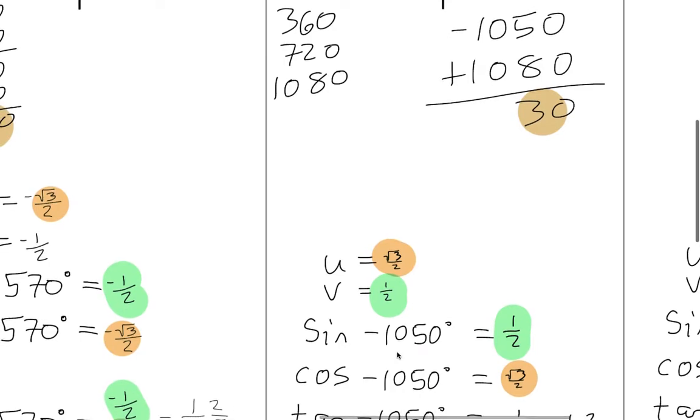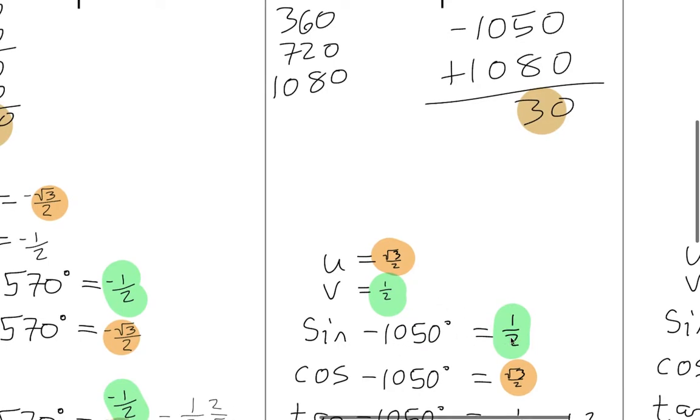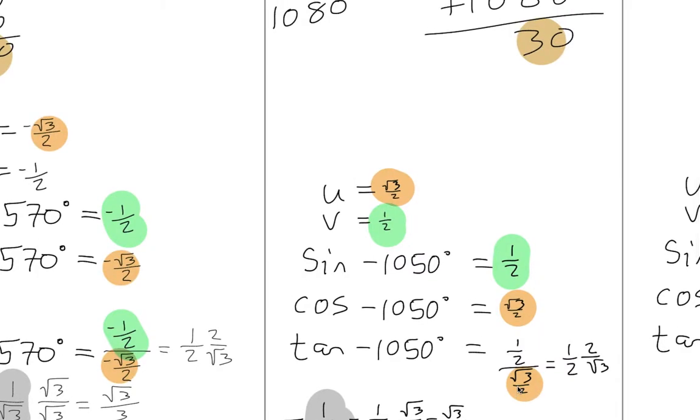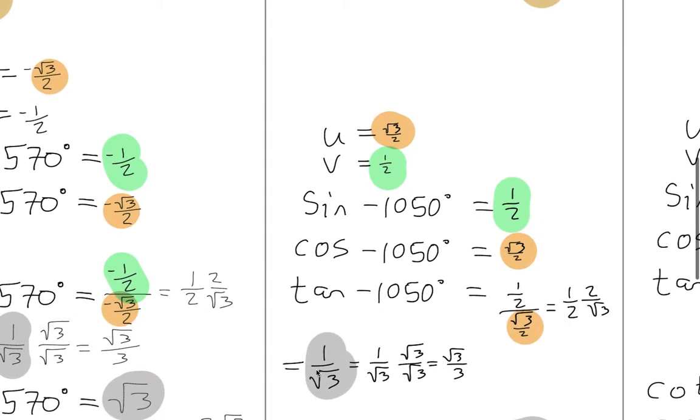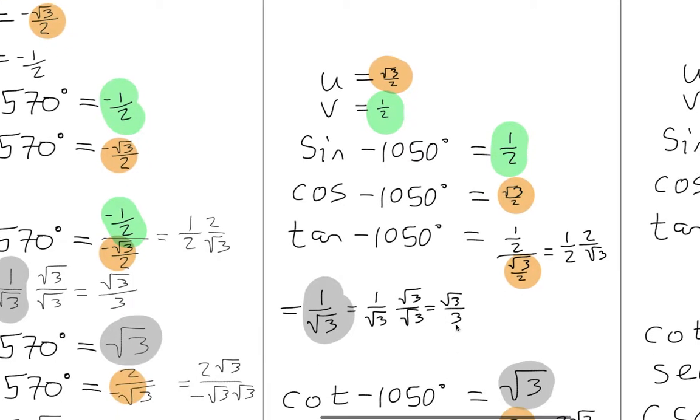Playing that orange and green game, sine of negative 1050 is the green 1/2. Cosine is that. Tangent is going to be the sine divided by cosine, or V divided by U. Here we're going to have this. Take the reciprocal because we have fractions divided by fractions. You got to take the reciprocal of the denominator and multiply. The 2's cancel out. You're left with this, which would be the answer, except you got to rationalize and you get that. Boom. I'm actually going to take 1 over square root of 3 and take its reciprocal to find the cotangent. There it is.